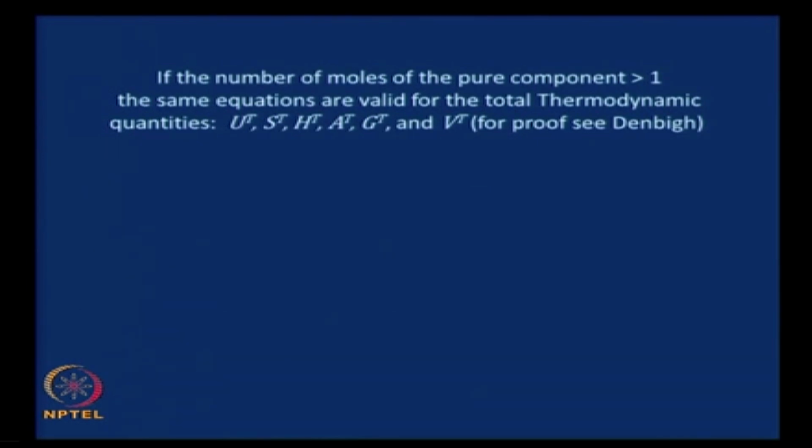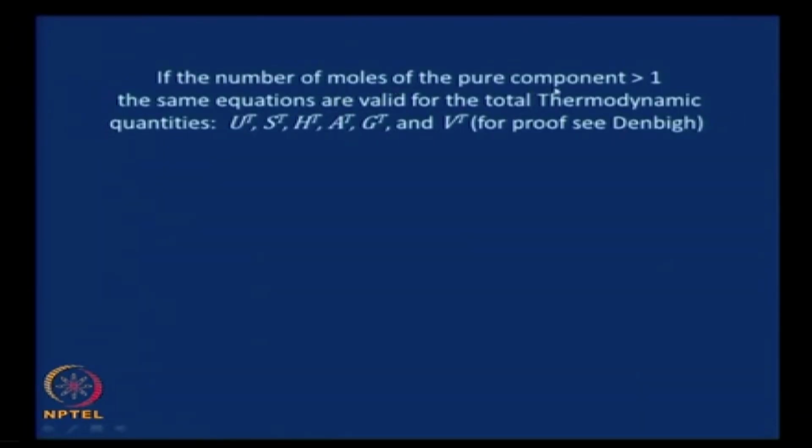So far we had looked at a single component system, 1 mole of that system, and that being a closed system. Now let us slightly complicate the system. Let us increase the number of moles of the pure component. Earlier it was 1, let it now be more than 1.